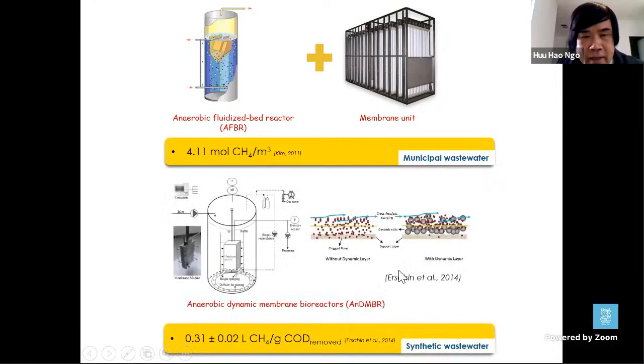And the last one I want to introduce is the anaerobic dynamic membrane bioreactor. Even though we can see it doesn't reach very high methane production, the good thing is about the membrane. Because it is a dynamic membrane, we only need to have some base material, and then the solids build up there and become the membrane. We do not need to use ultrafiltration or microfiltration or something like that. No, we don't need to.